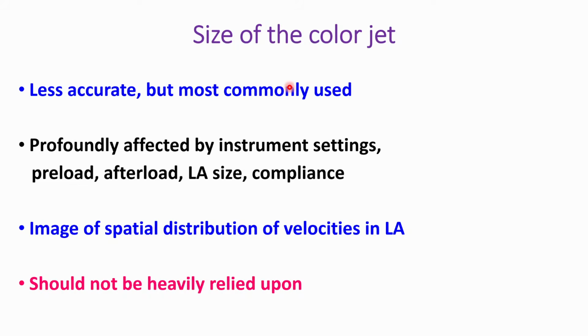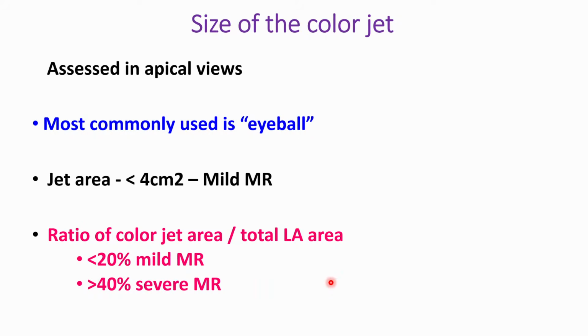The size of the color jet we also assess. That is actually a less accurate method. It is one of the qualitative methods. It is profoundly affected by the instrument settings, preload, afterload, blood pressure, LA size, and compliance. The spatial distribution of velocities in the LA should not be heavily depended upon. So many times we commonly use this, but it is not a more reliable method.